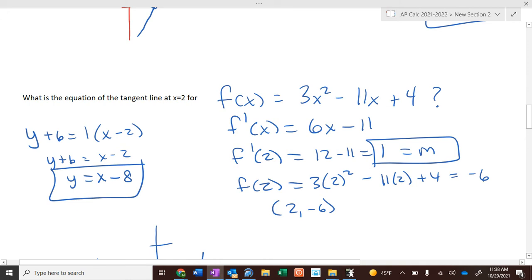You always do this, minus 6, but it's actually negative. So if it would be a negative 2x, it would be plus 2. Right.